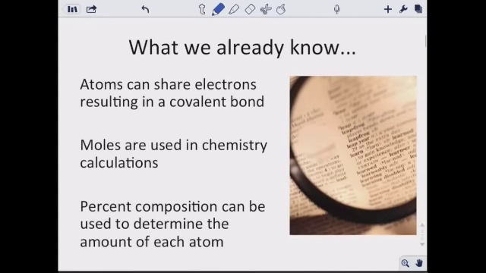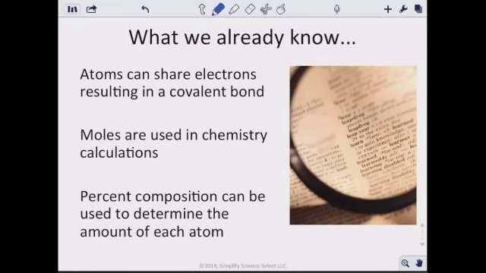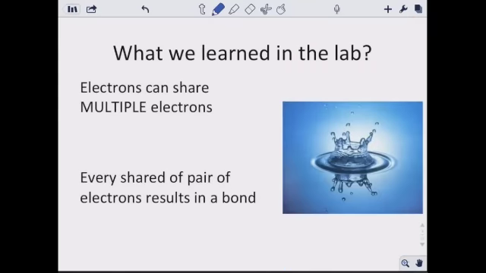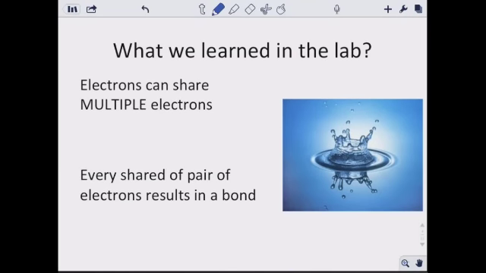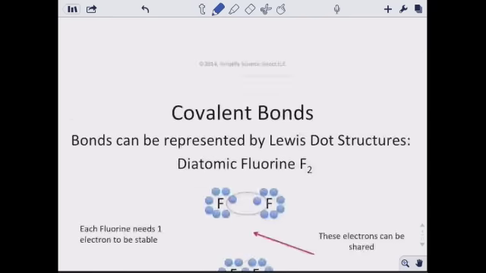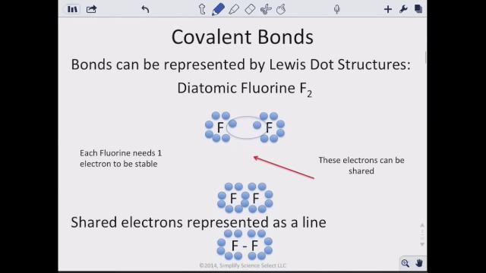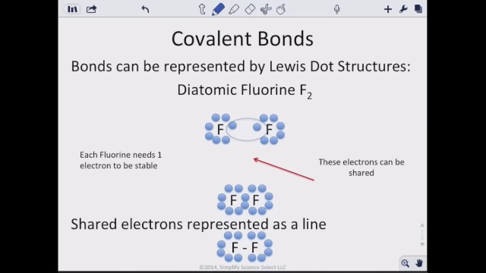So when we're looking at this, what we already know is that atoms can share electrons resulting in covalent bonds. And molecules, or moles, are used in chemistry calculations. And then percent composition can be used to determine the amount of each atom. What we learned in the lab is that electrons can share multiple bonds, and that every shared pair of electrons results in a bond. So we're looking at covalent bonds. Those bonds can be represented by Lewis dot structures.